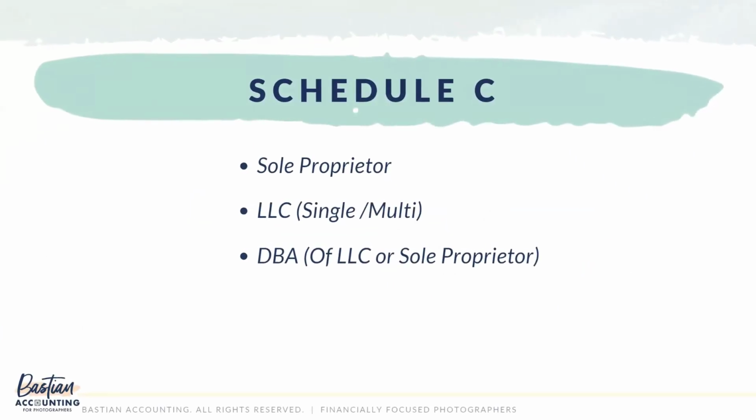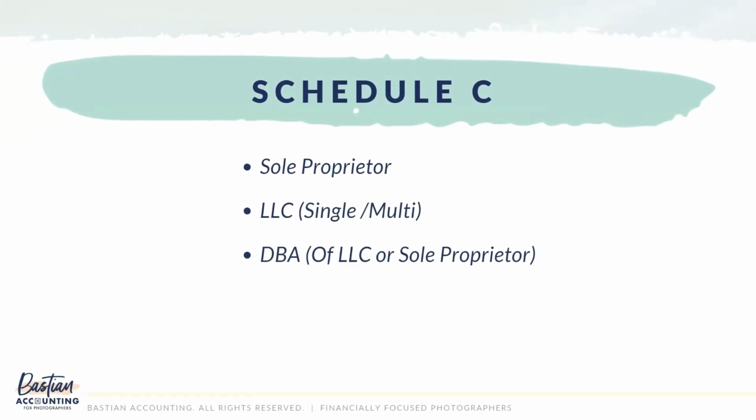If you are a sole proprietor or a single or multi-member LLC that has not elected S corp status, because, remember, I cover this in other trainings, you have to be an LLC in order to elect to be treated as an S corporation for tax purposes. But if you have not made that election, you are simply a single or multi-member LLC. Or if you are a DBA of an LLC or sole proprietor, again covered in other lessons, you can create a doing business as name underneath a sole proprietor or underneath an LLC.